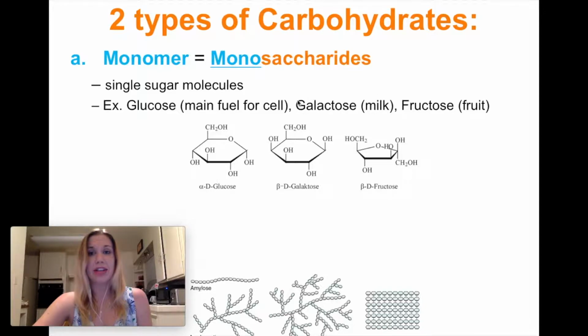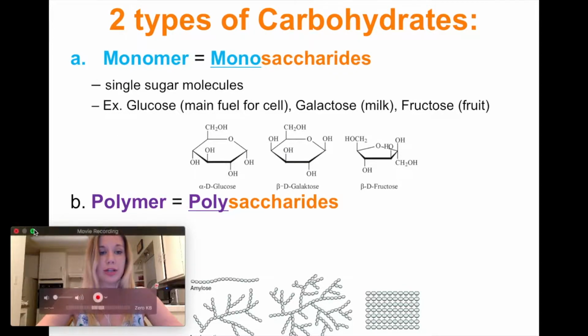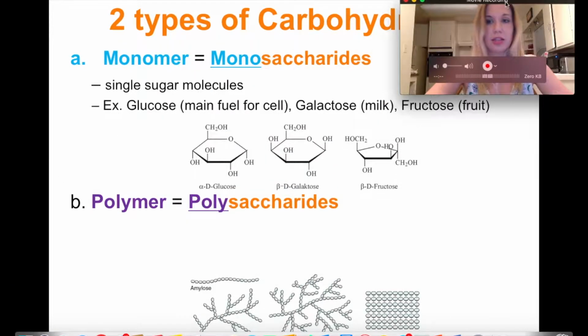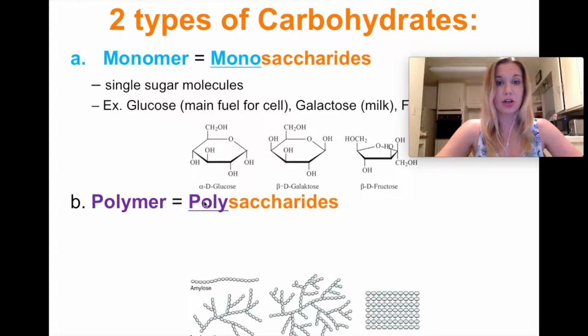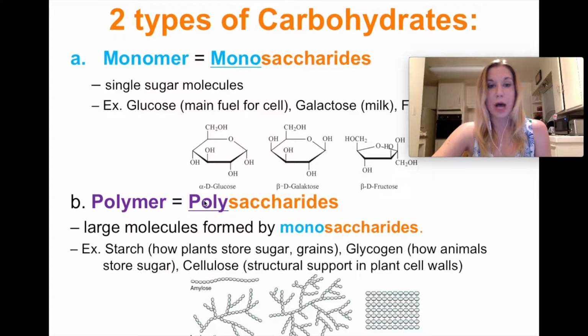And then galactose is a simple sugar molecule from milk, and fructose is found in fruit. Okay. So then the polymer for carbohydrates are called polysaccharides. So polysaccharides are large molecules formed by the monosaccharides. So when we combine glucose and galactose, or glucose and fructose, or galactose and fructose, we can form a polysaccharide.